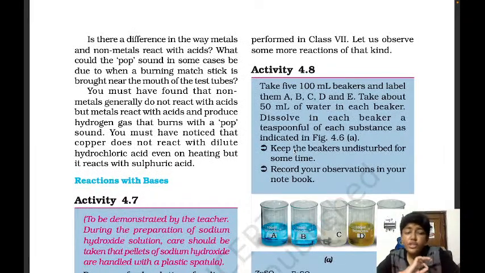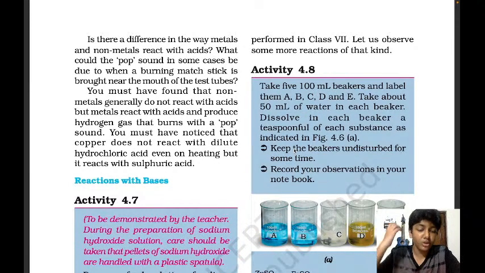So, is there a difference in the way metals and non-metals react with acids? What could the pop sound in some cases be due to when burning matchstick is brought near the mouth of the test tube? Alright. So you must have found that non-metals generally do not react with acids, but metals react with acids and produce hydrogen gas. So the pop sound, that burning pop sound, represents that there's hydrogen gas produced.